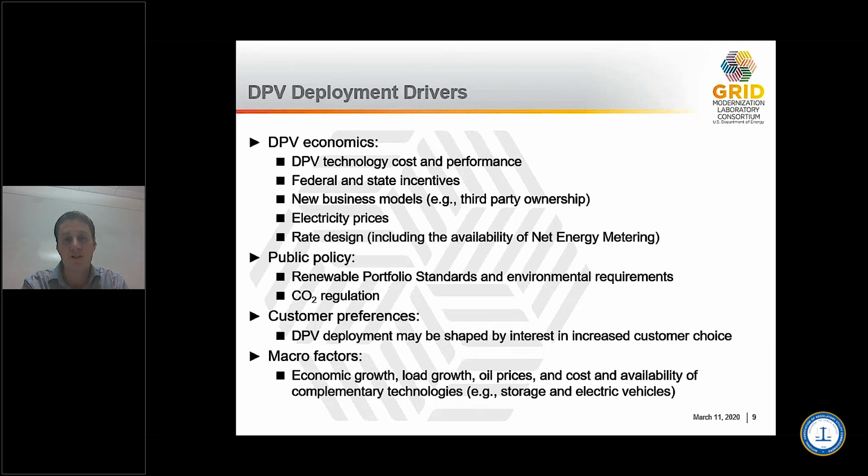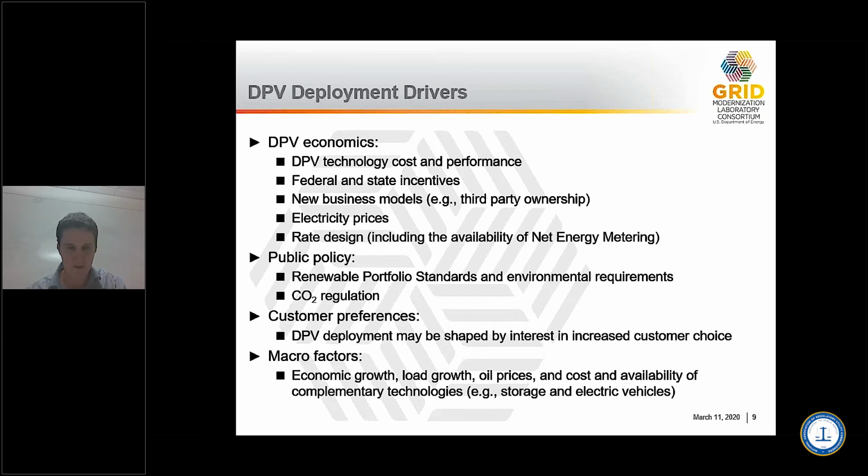emergence of new business models, things like third-party ownership, which is also popularly called leasing, changes to retail electricity prices, both their absolute amount and the structure of the rate itself, and then, of course, other rate design aspects like availability of net metering. There are many other deployment drivers. Policy is probably the second most important, compliance with renewable portfolio standards, or in some cases, projecting carbon tax regulations, and then others, macro factors, and then customer preferences.